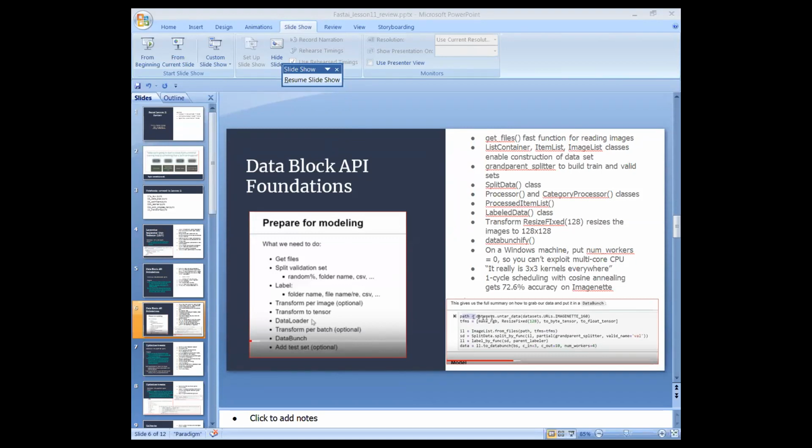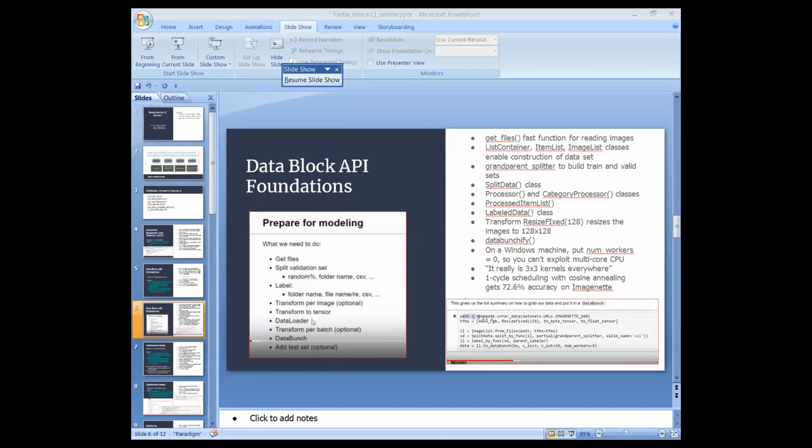Then he built these classes called list container, item list, and image list that enable the construction of the data set in the right format that you need for modeling. And then he has a grandparent splitter function to build train and valid data sets, a split data class to help that grandparent splitter, processor and category processor classes to do the basic processing on the data, like that would include things like batch norms and so on.